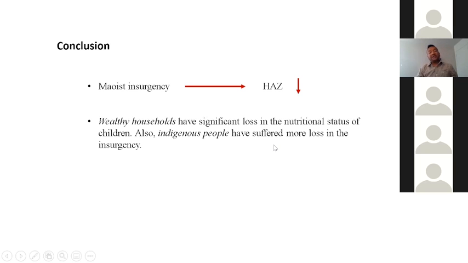So the conclusion is that the Maoist insurgency definitely has caused a negative effect on the HAZ of the children, and across the wealth index, the rich households have suffered the most, and among the indigenous people, children have suffered a significant loss.